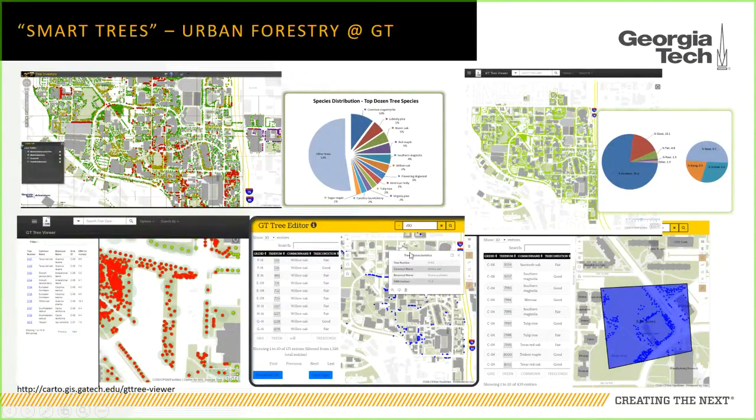So this is a unique project. You will not find many of these projects. If not, I would say it's very rare to find a project like this that is continually updated, an inventory of your urban forests, and that is calibrated against the strategic initiatives of our institute.